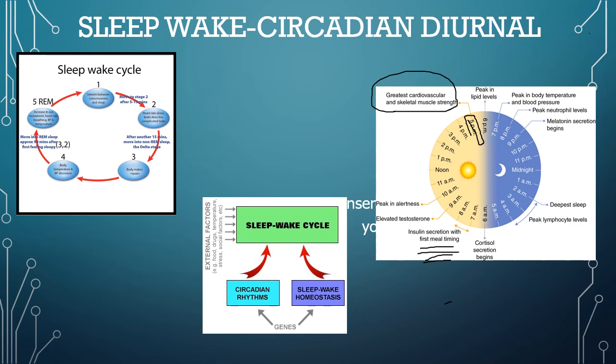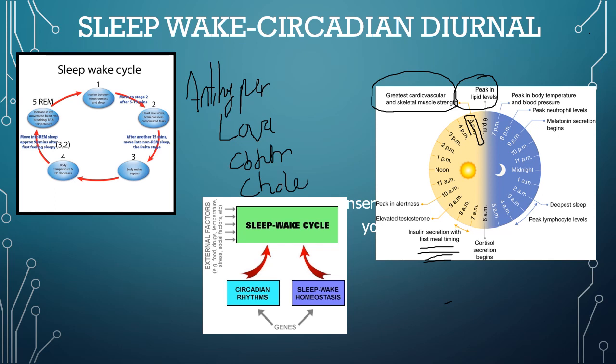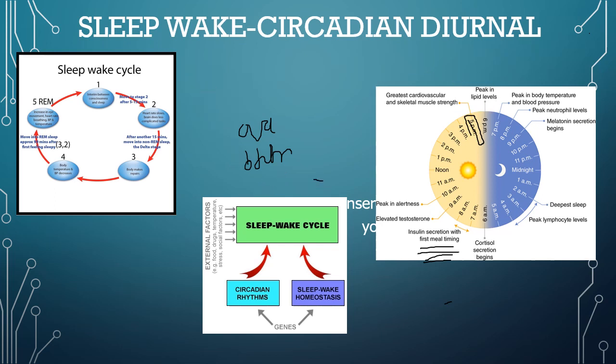So evening 5 is that time, and at 6 o'clock, there are high lipid levels. So you would have seen that mostly the anti-hyperlipidemic agents are preferred at this time, like lovastatin, clofibrates, colestipol. These are medications that are preferred because there are extremely high lipid levels in the evening.